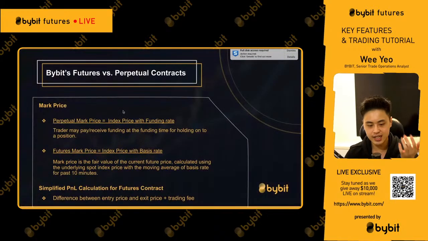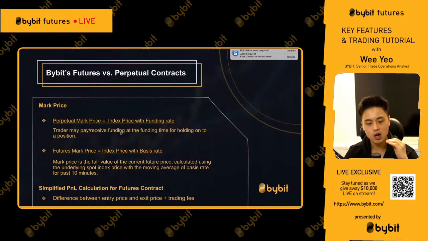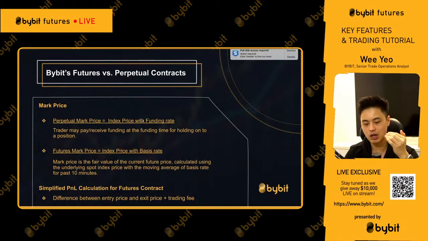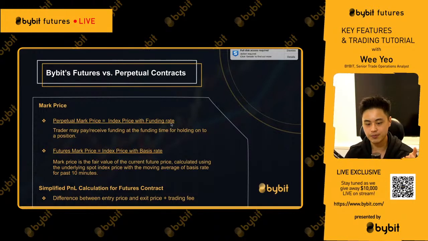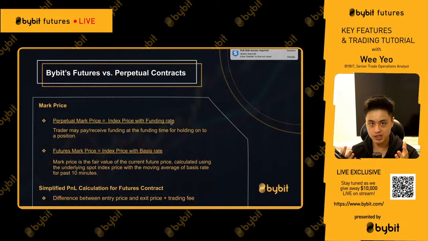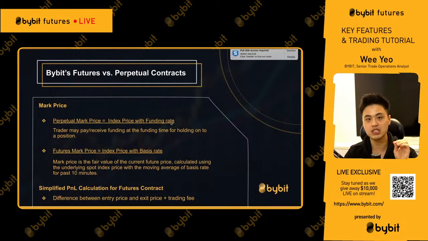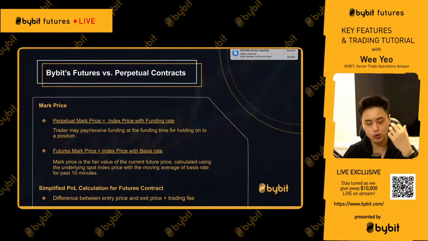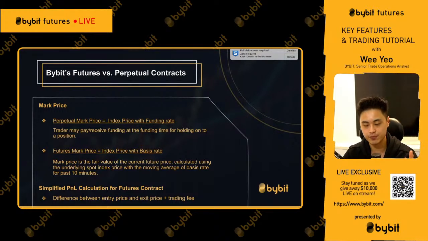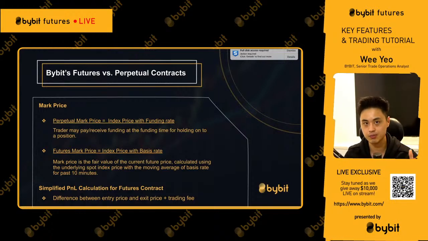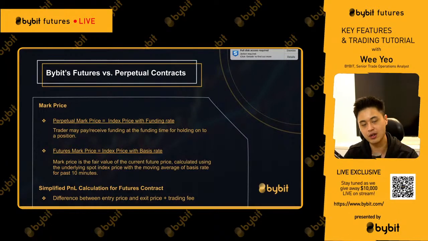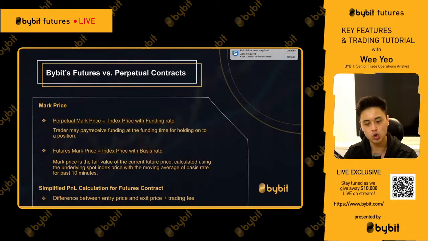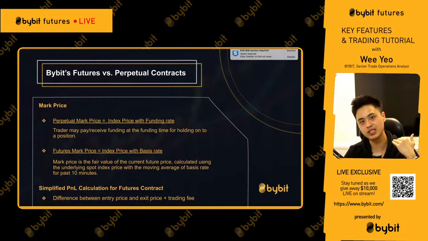Of course, the next thing we'll be talking about is the mark price. For the perpetual mark price, a quick recap: it is calculated using the index price with the funding rate. Traders who have a perpetual position at the specific funding time, which occurs three times every day, will receive or pay a funding. I'm not going to explain the funding calculation here. If you need, you can visit the web page to find out more about how it is calculated. Basically, when you're holding a position over the funding time, you may pay or receive a funding.